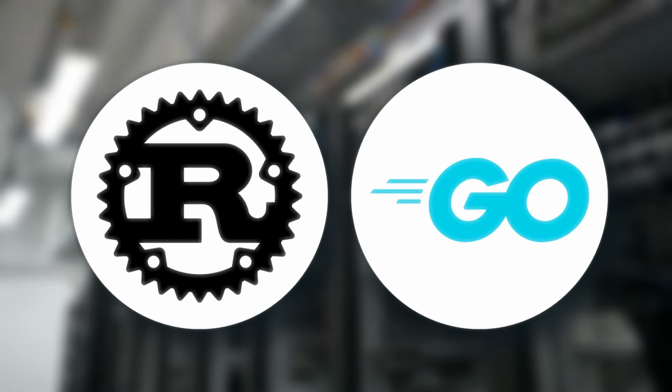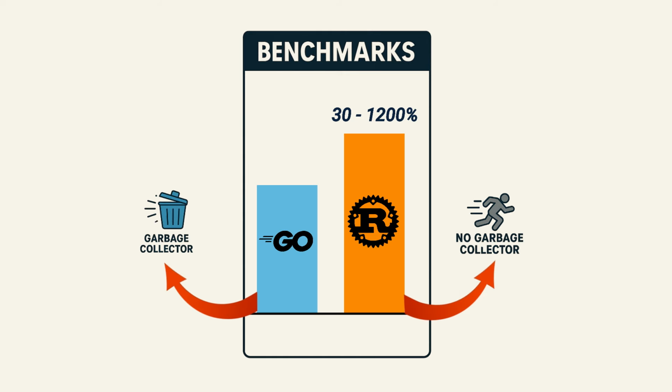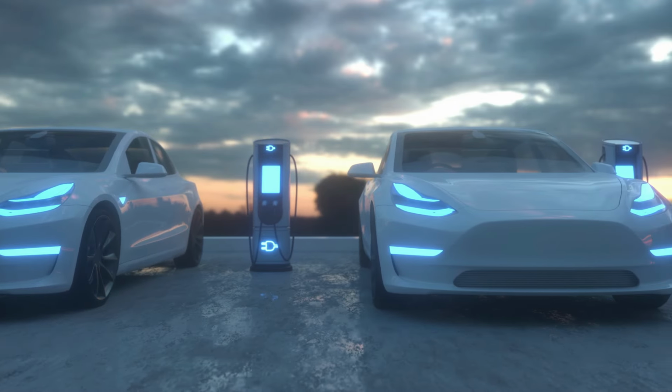Let's talk raw speed. In head-to-head benchmarks, Rust often outperforms Go by 30% to a staggering 1,200% in CPU-intensive tasks. But here's the kicker. Rust achieves this without a garbage collector. While Go's garbage collector is impressively efficient, it still introduces those dreaded stop-the-world pauses that can make your application hiccup at the worst possible moment. Think about it like this. Rust is a Formula One race car, every component finely tuned for maximum performance. Go is a Tesla, incredibly fast, but with that slight pause when the battery management system kicks in.